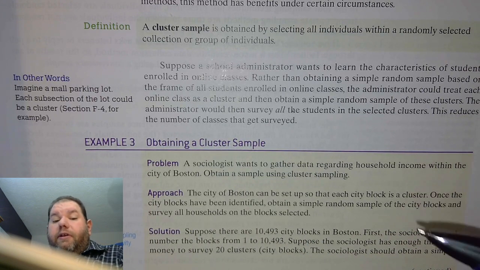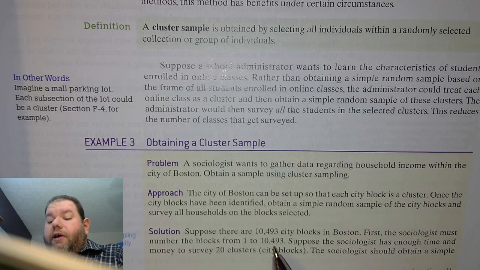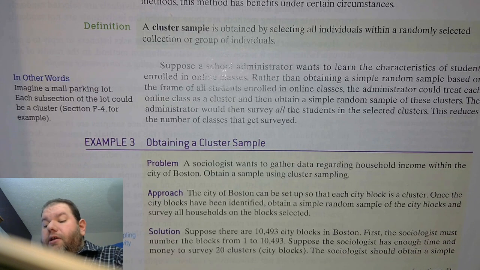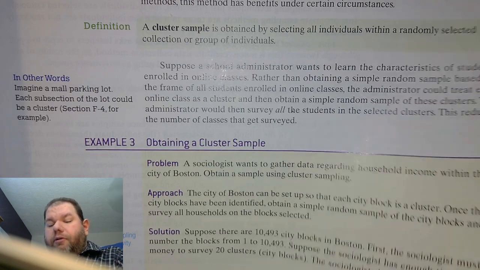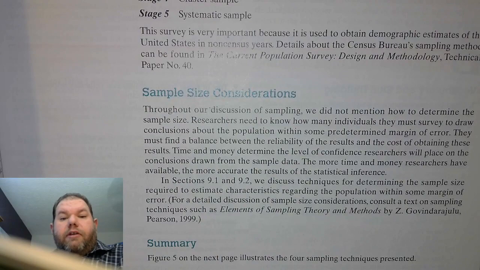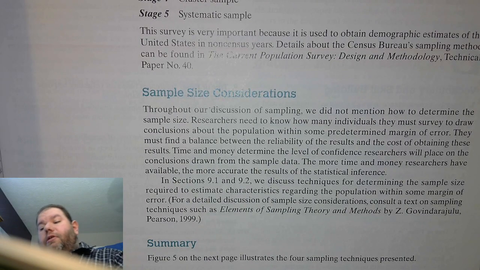So let's say in the city of Boston, there's 10,493 different city blocks. So first, the sociologist must number the blocks from 1 to 10,493, and they only have enough time and money to survey 20 of these clusters, or 20 city blocks. The sociologist should obtain a simple random sample of 20 numbers.